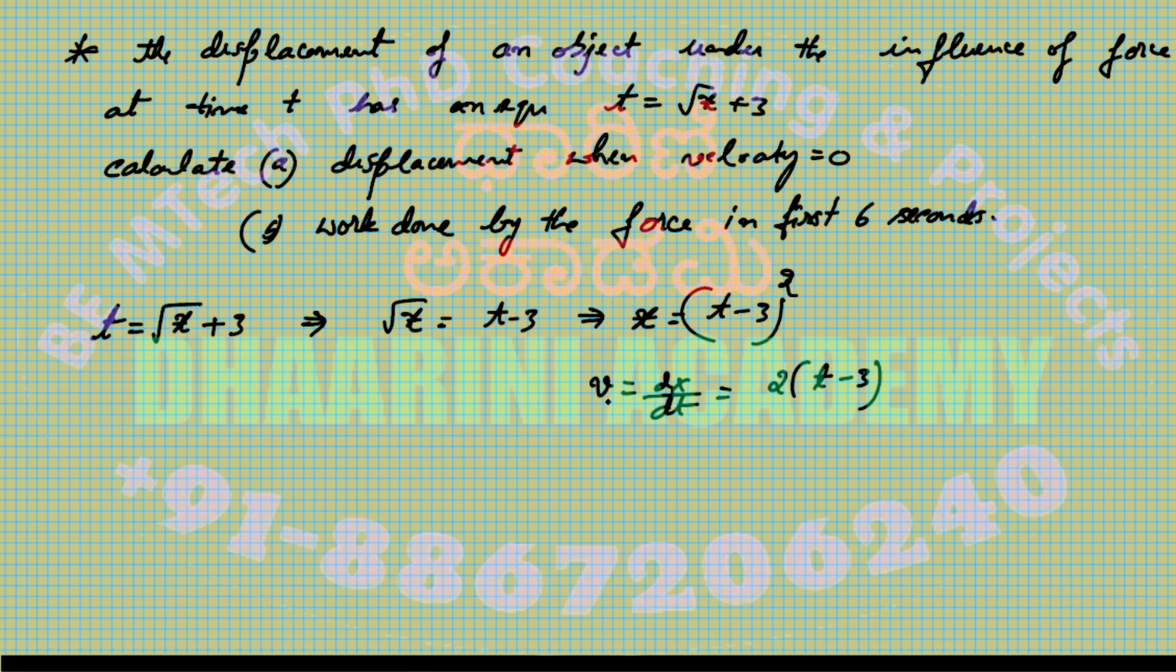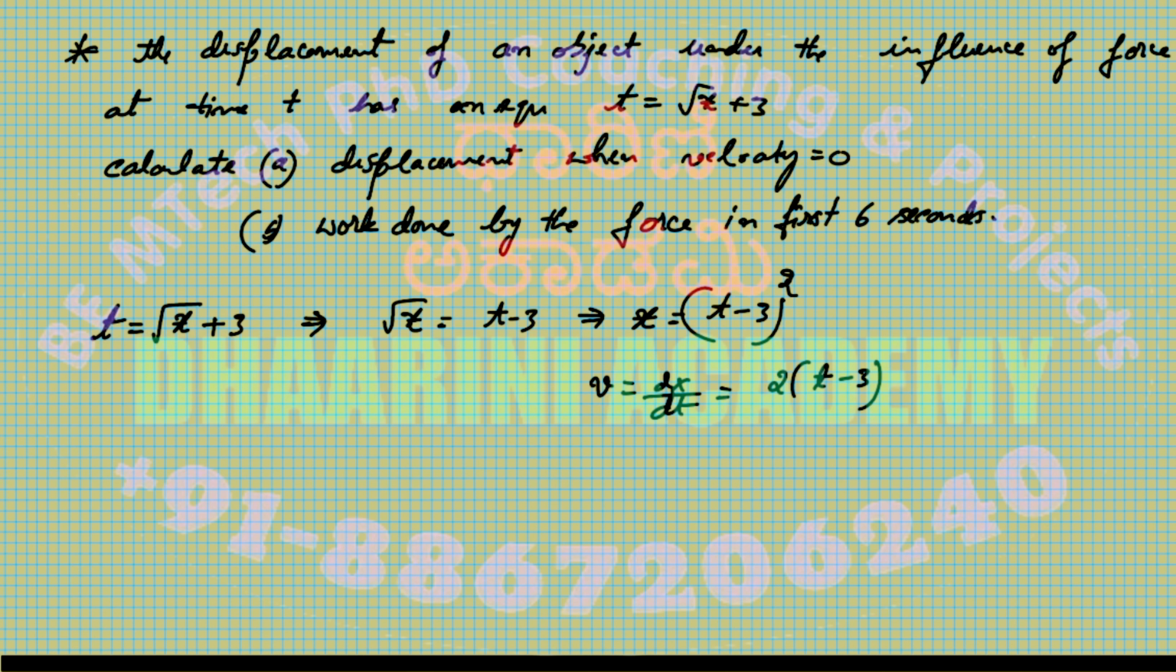Okay, I got the equation for velocity. So when you have the equation of velocity, I can find out the displacement when velocity is equal to 0, right? This is the part A answer. Velocity has to be equal to 0. So 2 times t minus 3 needs to be equated to 0. This means t is equal to 3 seconds. Anyway, 2 will cancel. t minus 3 is 0 implies t is equal to 3 seconds.